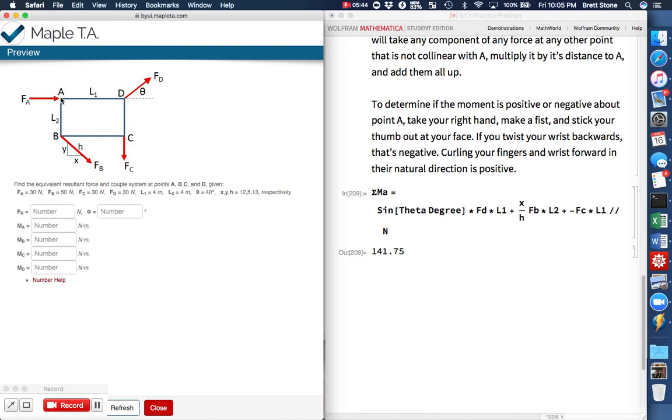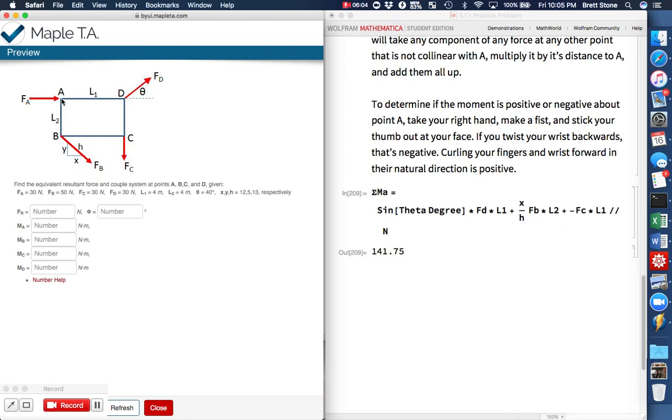Well, as far as twisting goes, I'm going to have a little bit of a paradigm shift. I don't care about forces pushing or pulling straight in line with the point that I'm looking at. All I care about is, does it try to make the frame turn?